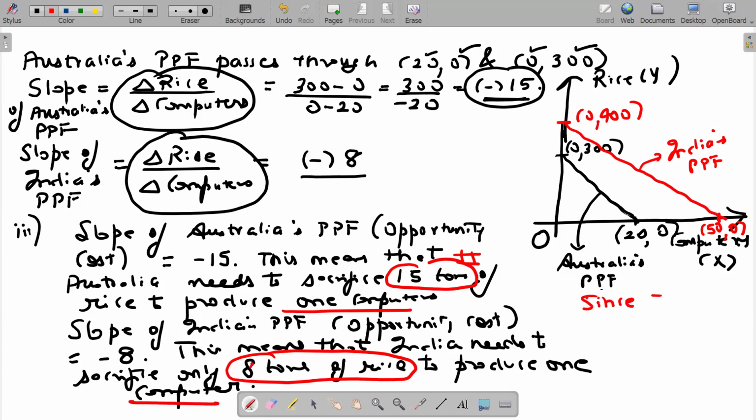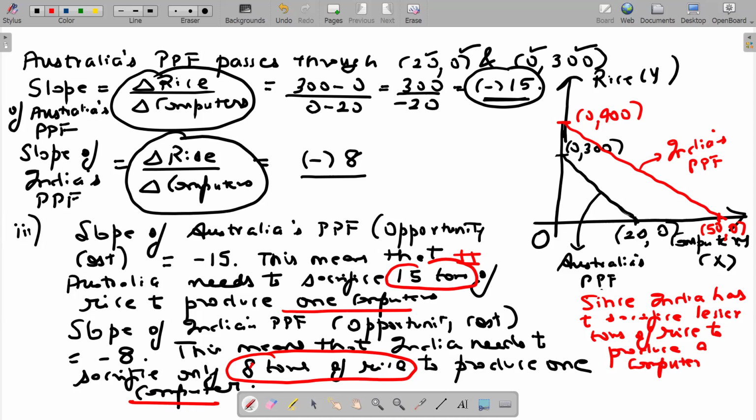Since India has to sacrifice lesser tons of rice to produce a computer, therefore India has a comparative advantage in computers. India has a comparative advantage in computers.